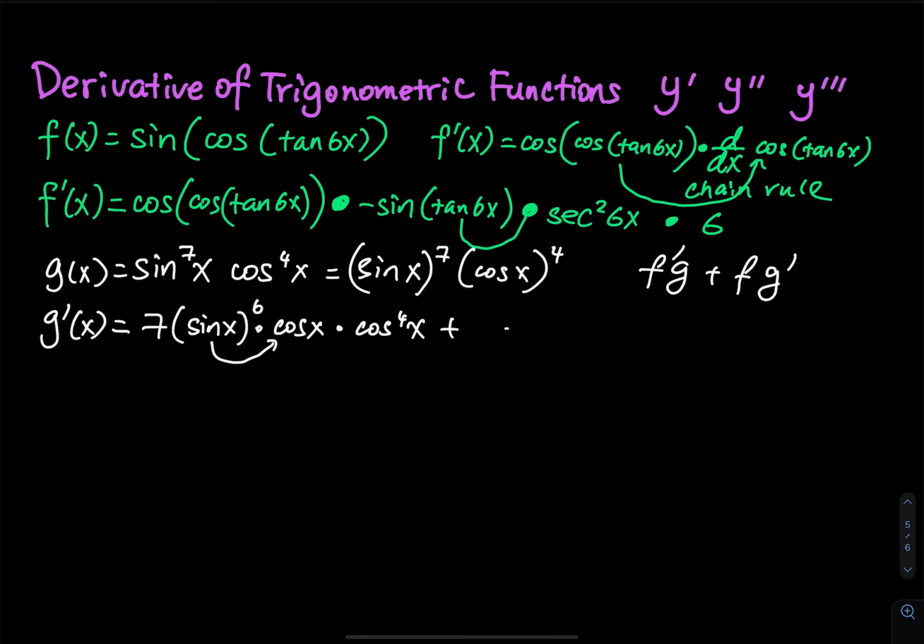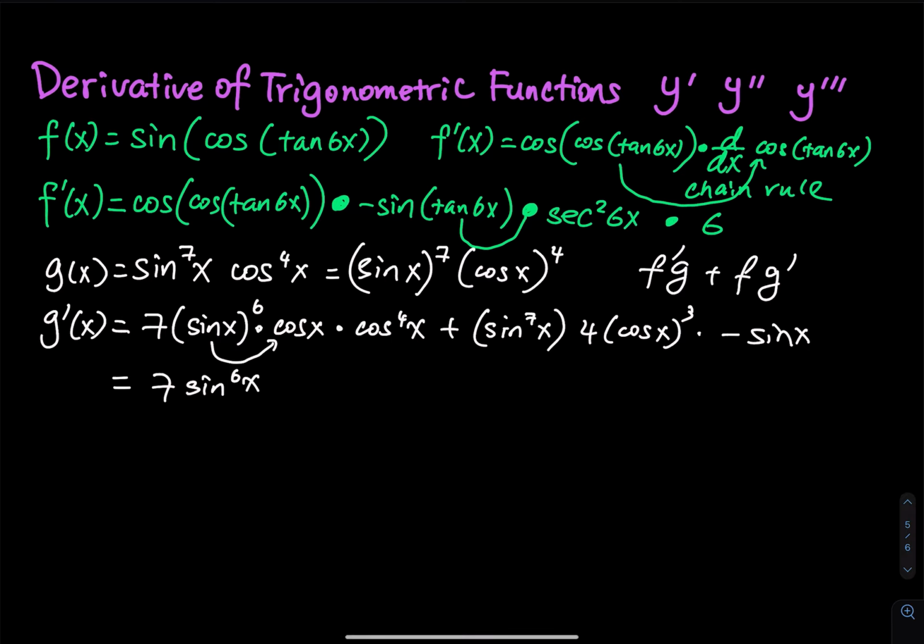And then plus you copy the f, so that is sine 7th power x, and then you bring the 4 down, so you have cosine x to the 3rd power. The derivative of cosine is negative sine. This one I won't hesitate to just simplify. So you have sine 6th power x, and then cosine 5th power x, and then a plus, minus, you have a minus. So you have sine 8th power x, and then cosine 3rd power x.